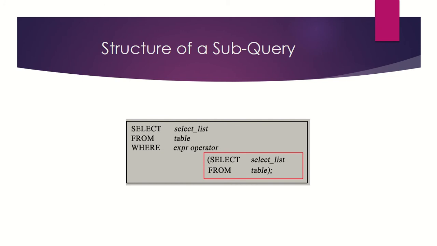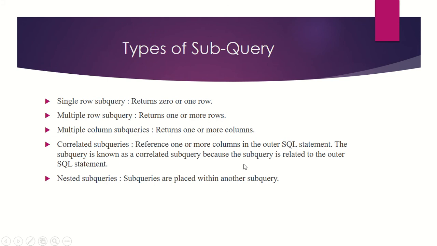There are different types of subquery. Sometimes if the inner query returns only one single value, then that is called a single row subquery. If the inner query returns more than one row, then that is called a multiple row subquery. If the inner query returns multiple columns, then it's called a multiple column subquery.